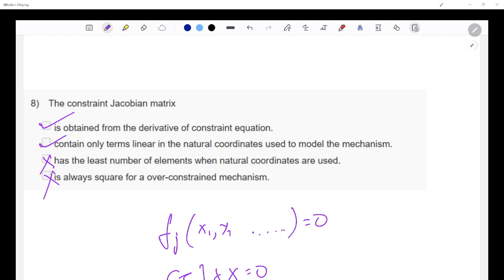So yeah, what was important here, you need to connect quadratic constraints to the linear Jacobian, and natural coordinates to a larger system. So finally we can say that the constraint Jacobian comes from the derivative of the constraints, contains only linear terms, and is not necessarily square and not minimal in size. Okay.